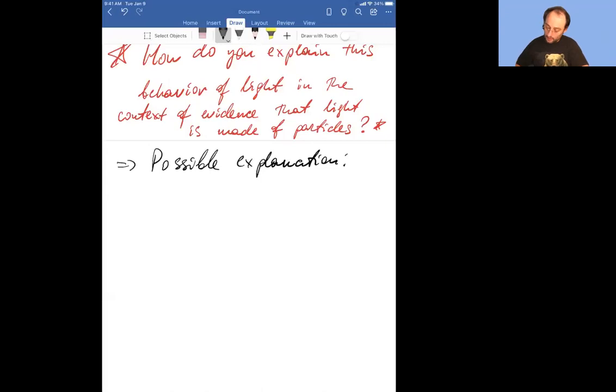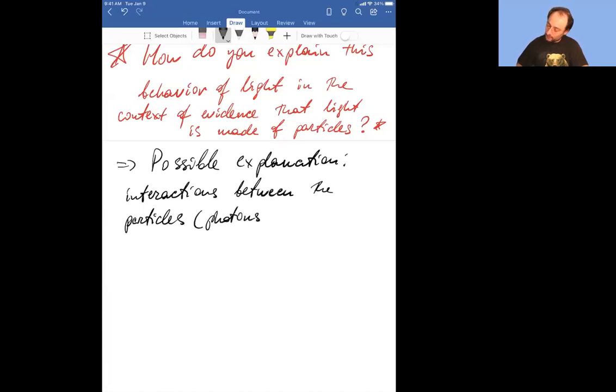So the possible explanation is interactions between the particles. We call them photons. But again, it doesn't have to be photons. We'll discuss that the same story carries over to traditional particles like electrons, neutrons, helium atoms, and so on.